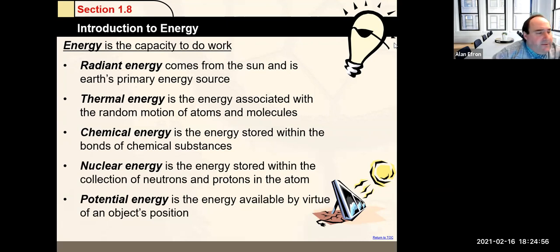We will get into a little bit of that when we talk about bonding and bond energy, and the energy required to make bonds and break bonds. So that's something we touch upon in this class.